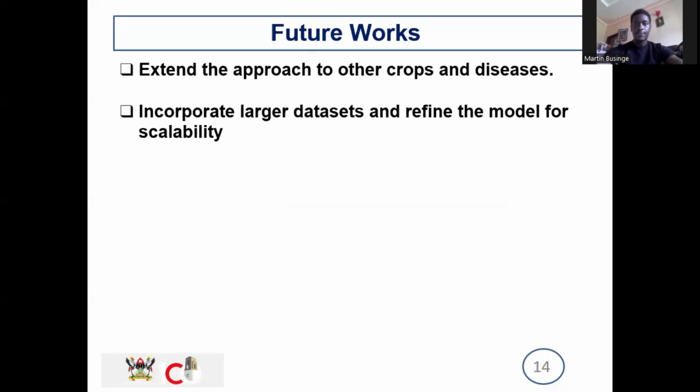Then in future, maybe we would like to extend the approach to other crops and diseases, after we have focused on our main case study here. And then maybe we shall also incorporate larger data sets and refine the model for scalability. Using larger data sets would improve the model's performance and ensure the system can handle diverse real-world scenarios and maintain high accuracy. If that is done along with expanding the approach, then it would be more helpful to more farmers.